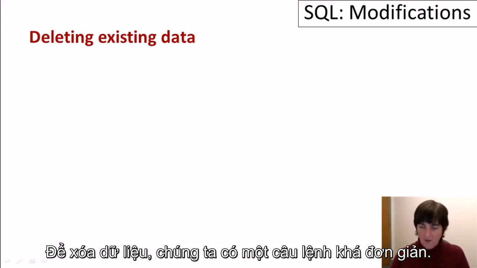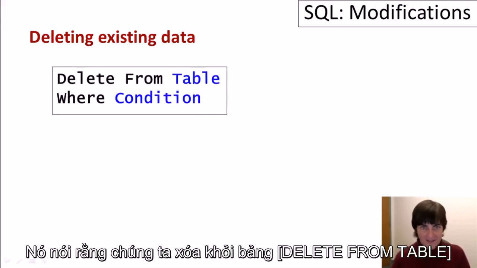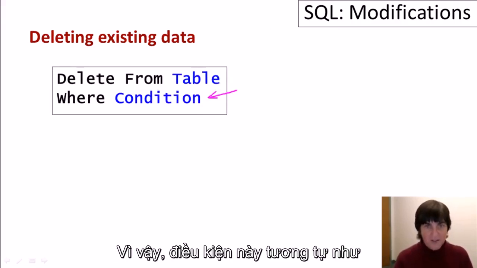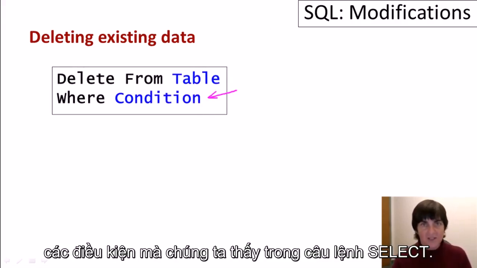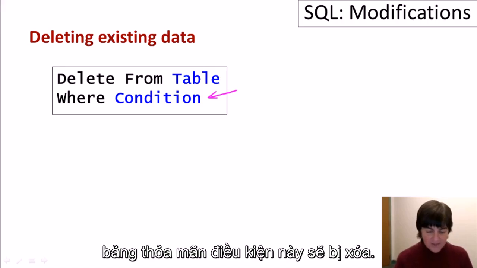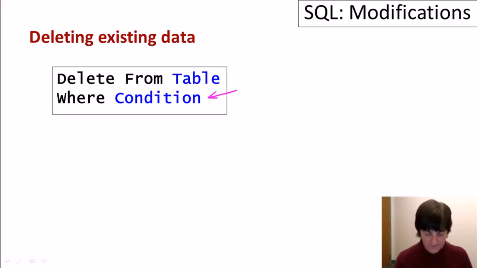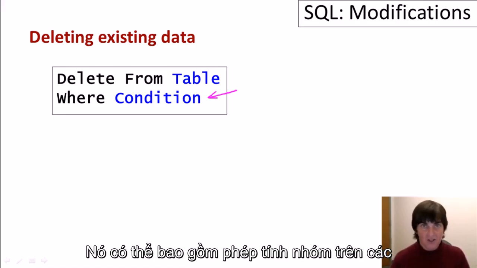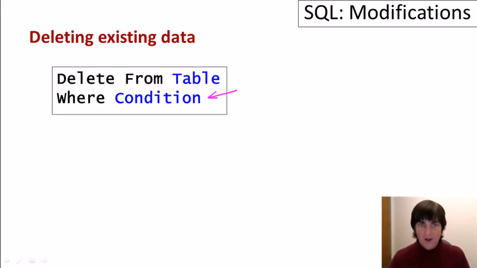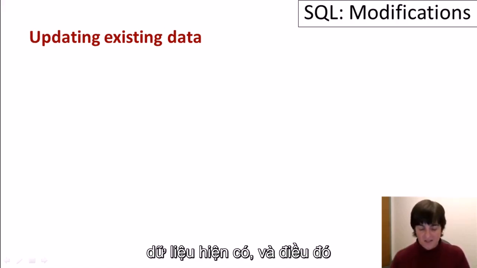To delete data, we have a fairly simple command. It says we delete from table where a certain condition is true. This condition is similar to the conditions that we see in the select statement, and every tuple in the table that satisfies this condition will be deleted. Now this condition can be fairly complicated. It can include subqueries, it can include aggregation over other tables, and so on, again to be seen in our demo.